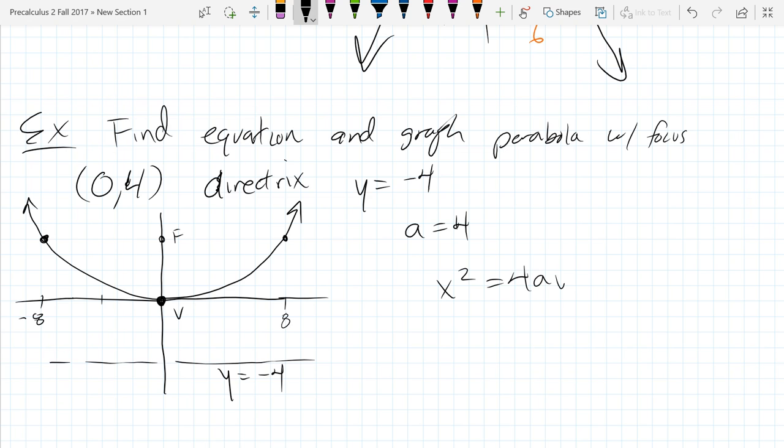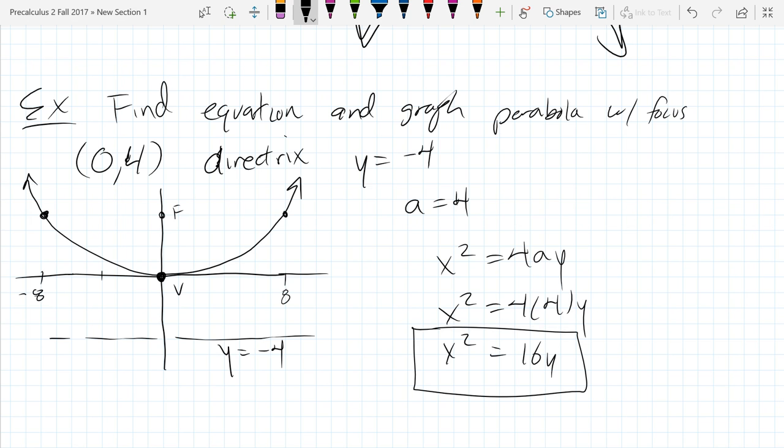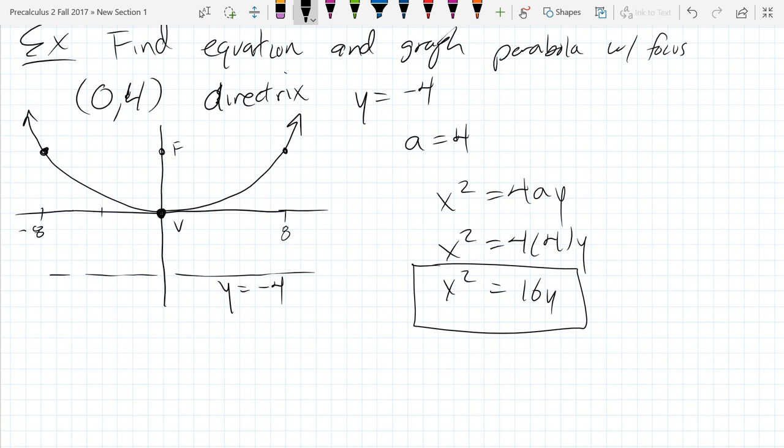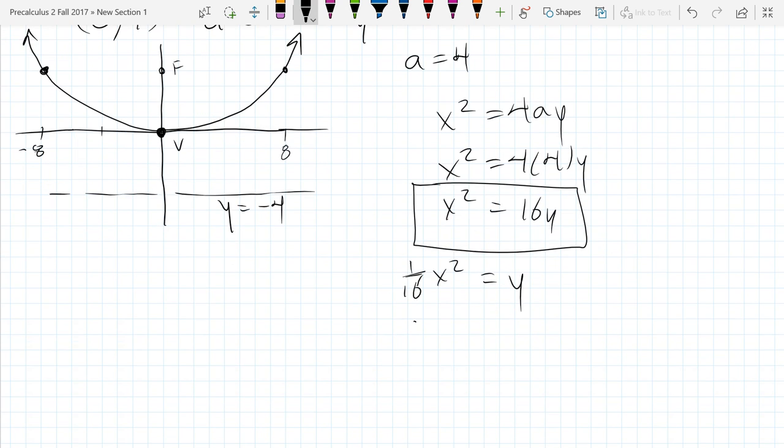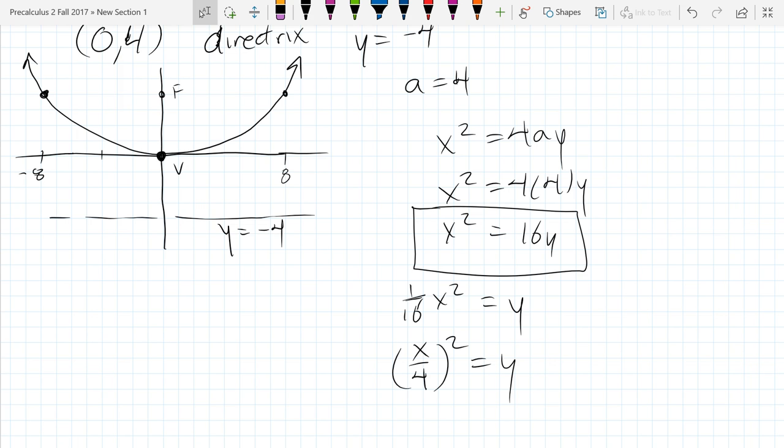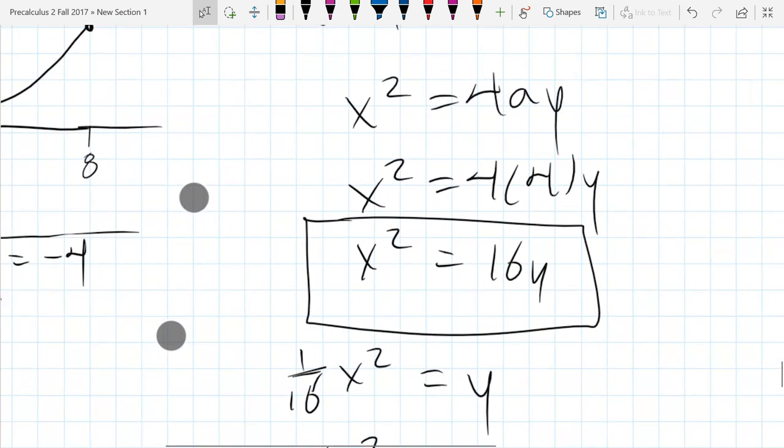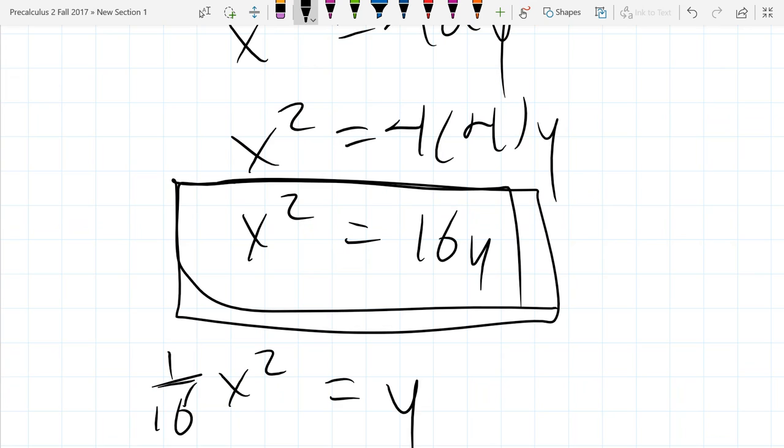x squared equals 4ay, so we're just plugging in 4 for a, so x squared equals 16y. Now if you were back in Precalculus 1 class, you would have solved for y and written this as y equals 1/16 x squared, so you could think of it as a 1/16 compression vertically off a regular parabola. Or you could rewrite it as (x over 4) squared equals y, which represents a horizontal stretch of 4 times as wide. Those are the two different ways you can think about the stretching transformations happening. But for our purposes in this section, this is the best way to write it because it fits in with the form that we have on the table.